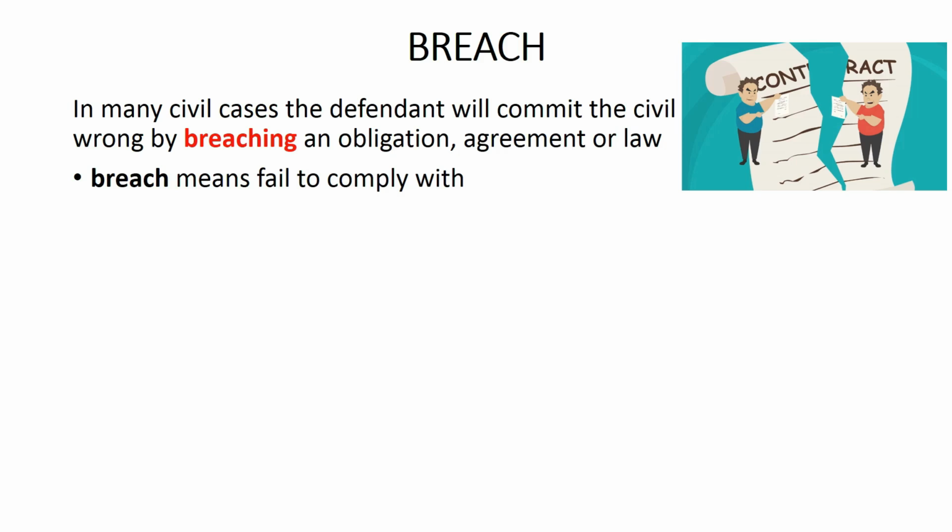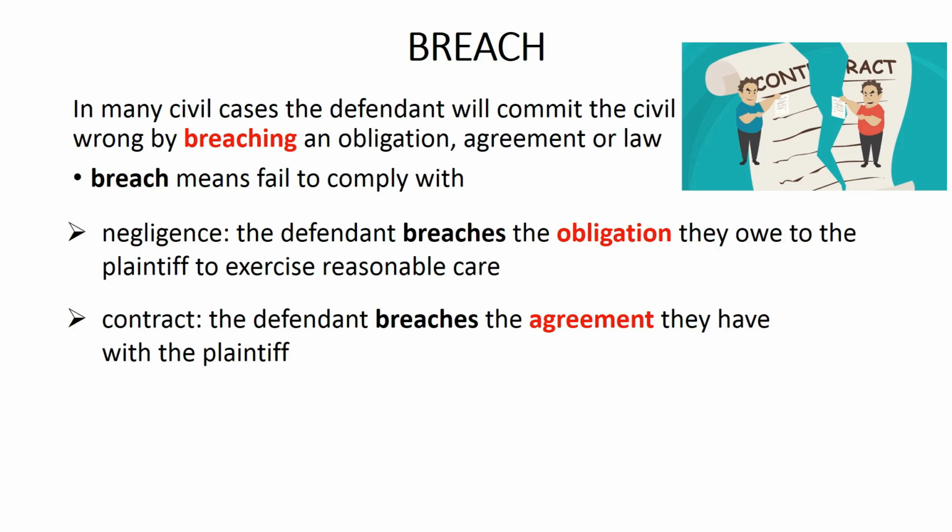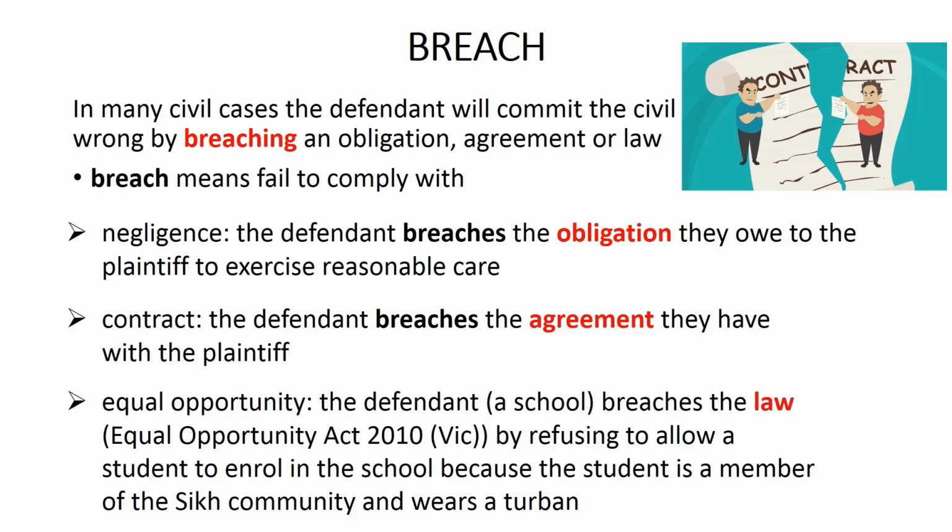So, for example, in the law of negligence, the defendant breaches an obligation that they owe to the plaintiff to exercise reasonable care. In the law of contract, the defendant breaches an agreement that the defendant has with the plaintiff. And in equal opportunities law, the defendant breaches the law if they discriminate against the plaintiff. The main law in Victoria that prohibits one person discriminating against another person is the Victorian Equal Opportunity Act 2010.